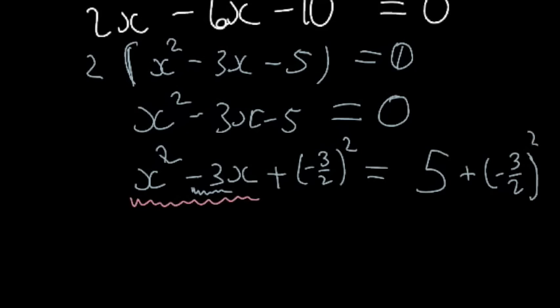So I'm doing that. Now, what you see is if I take the right-hand side, minus 3 over 2 squared is actually just going to become 5 plus 9 over 4, which is just 5 plus 2 1/4, which is 7 1/4.